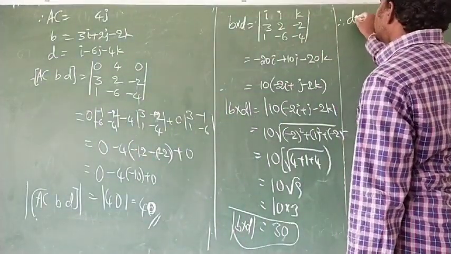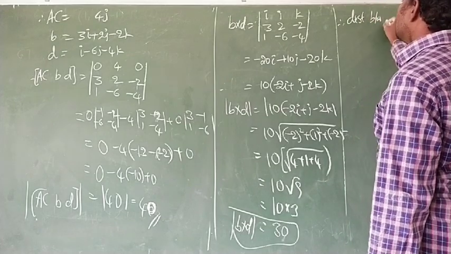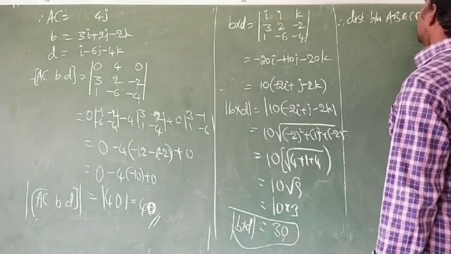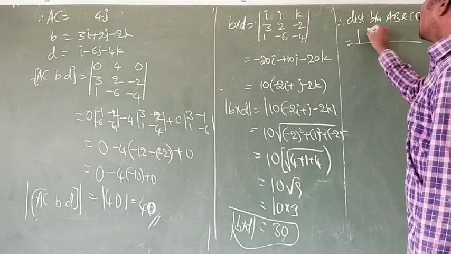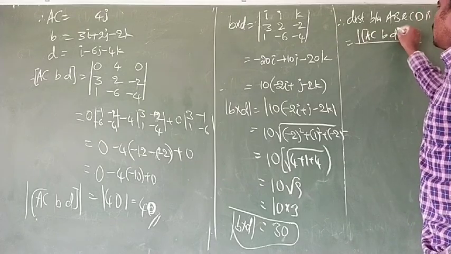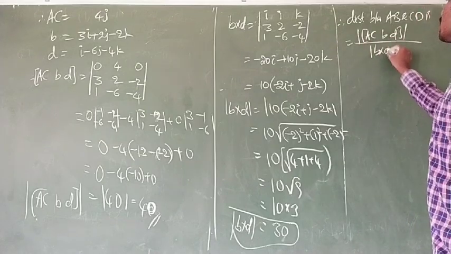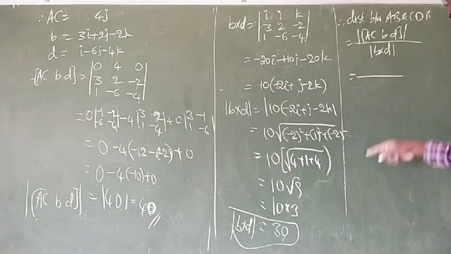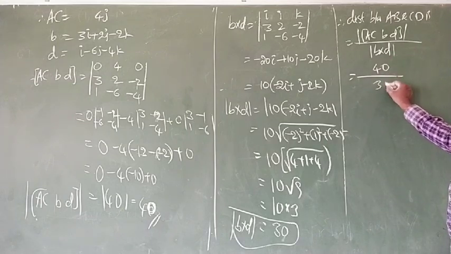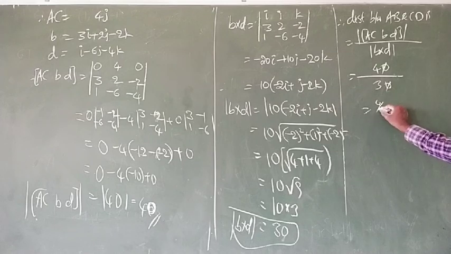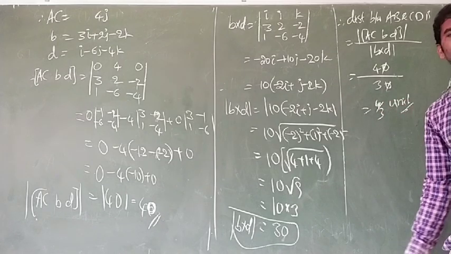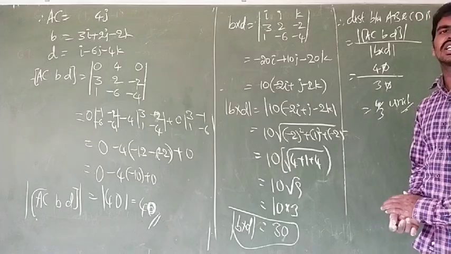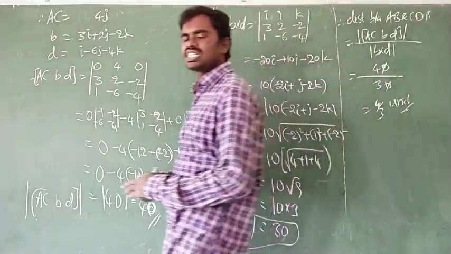Therefore, the distance between AB and CD is equal to the modulus of the box product AC, b, d, divided by mod b cross d. What is that? 40 by 30. Cancel, 4 by 3 units is the answer. So what is the answer finally? 4 by 3. So friends, these are the 5 important long questions we discussed till now.